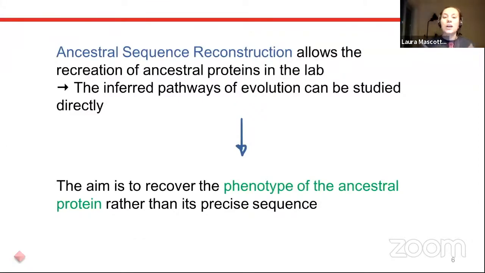This approach allows us to recreate the proteins in the lab, basically to resurrect them, and actually to study the pathway that we inferred in the evolution directly. So test all the mutations in a certain branch. And it's important to clarify that the aim of the approach is to recover the phenotype of the ancestral protein, so what was the activity of the protein rather than its precise sequence. And this is because the approach is very robust towards uncertainty. But we can talk about it later.